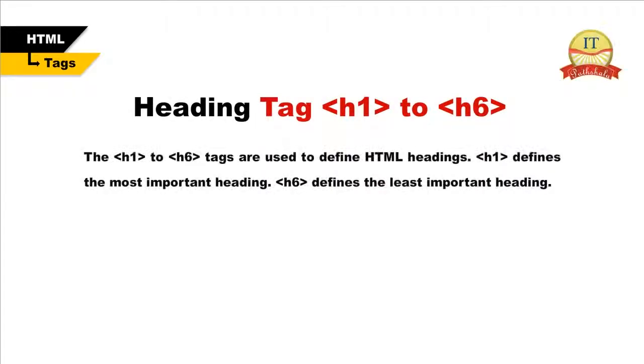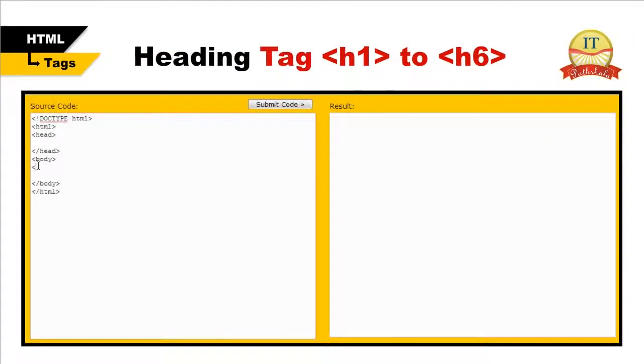Heading tag. The H1 to H6 tags are used to define HTML headings. H1 defines the most important heading and H6 defines the least important heading in a document. In the following example, we shall format a single line of text using all the 6 headings so that you could see the difference that all 6 heading tags make to a text.